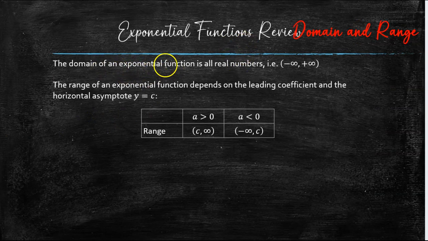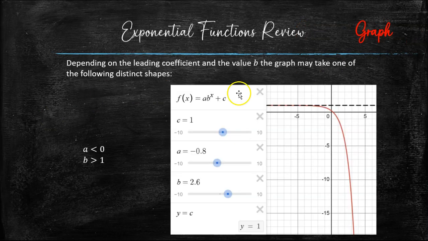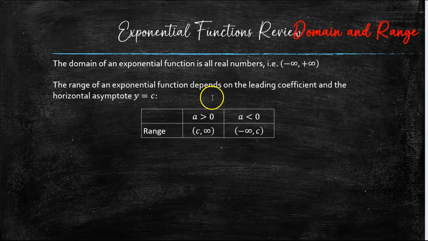So domain is all real numbers because you can throw any number in the exponent, but the range is not all real numbers. You can see how the range is pretty much either the top or the bottom part of the horizontal asymptote. So you have to figure out the range, you have to know how to figure out the asymptote, but the asymptote is always at C. That's just the property of this graph, C being the vertical shift.